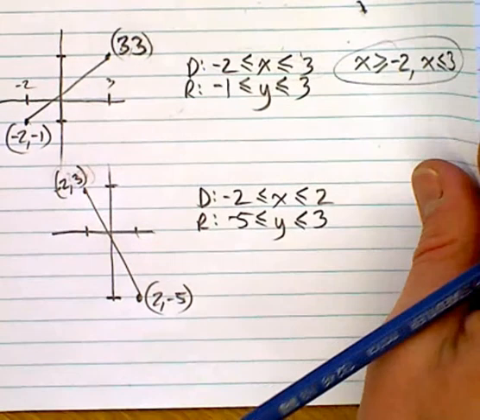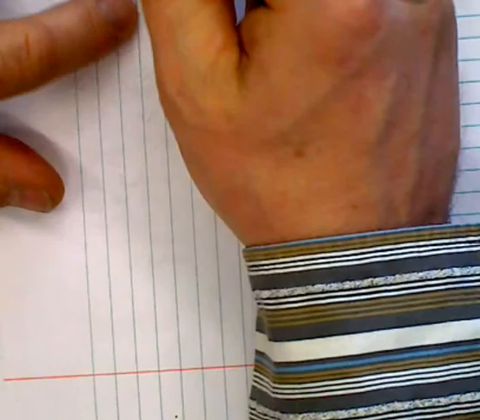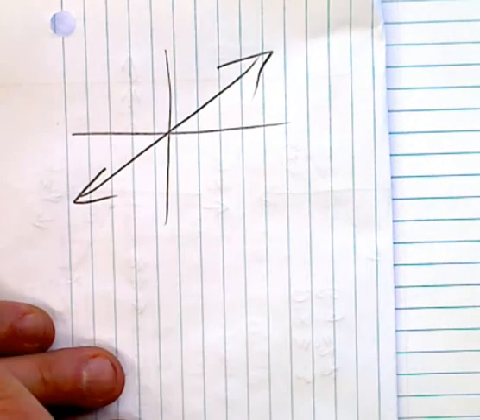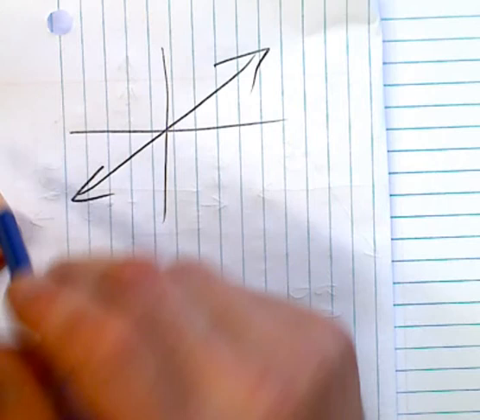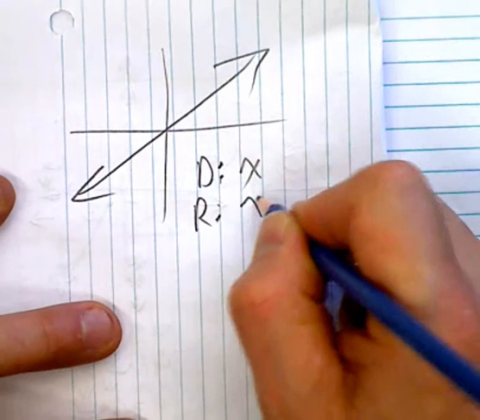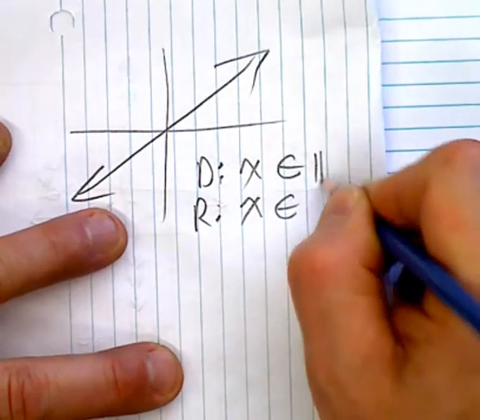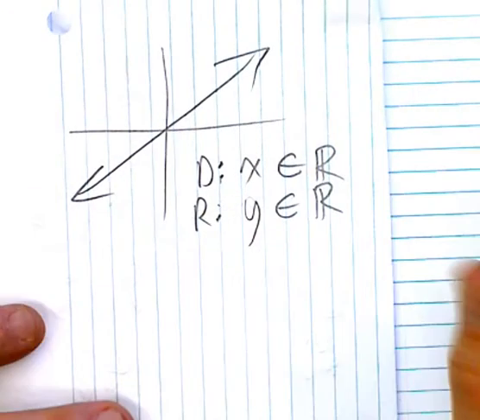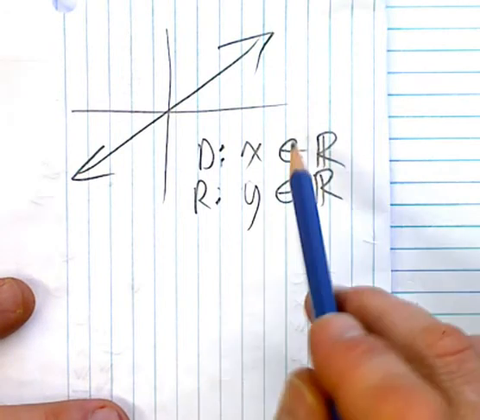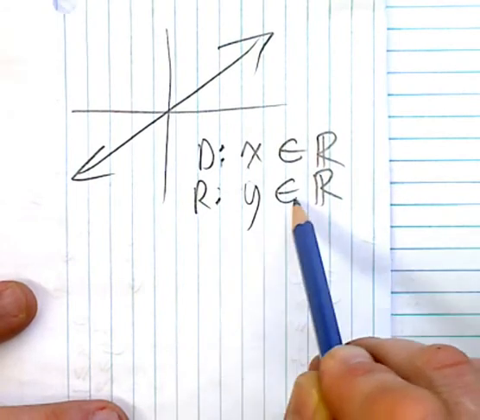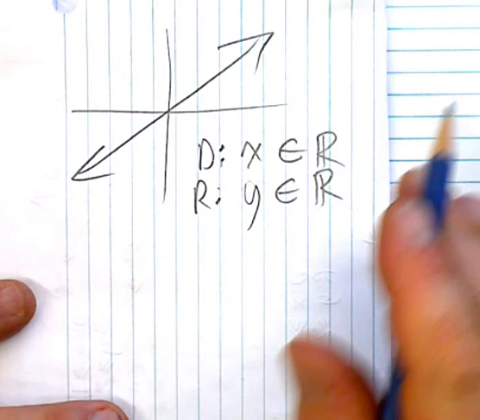Now, I'm almost done here. Let me just do a couple more examples of different situations. What happens if you have a graph going all the way across? It goes forever that way and forever that way. It covers all your possible values that exist, right? So in this case, what we do is we simply write down x, and what we call y. Now this is symbolic, this is set notation, okay? This means that your x is an element of all real numbers. Y is an element of all real numbers because they go forever in both directions.